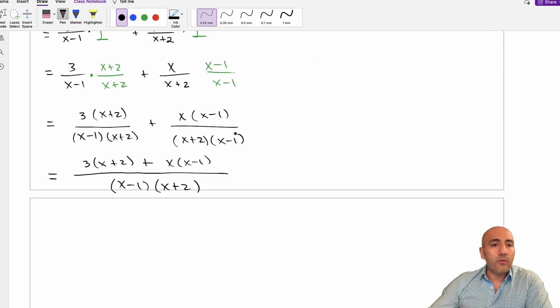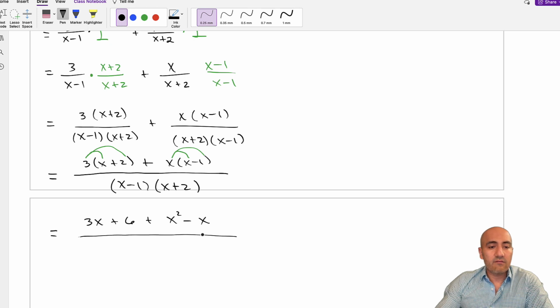Okay, so now we want to simplify this. Let's distribute this and distribute this and that. So we'll end up with 3x plus 6 plus x squared minus x, divided by x minus 1 times x plus 2.